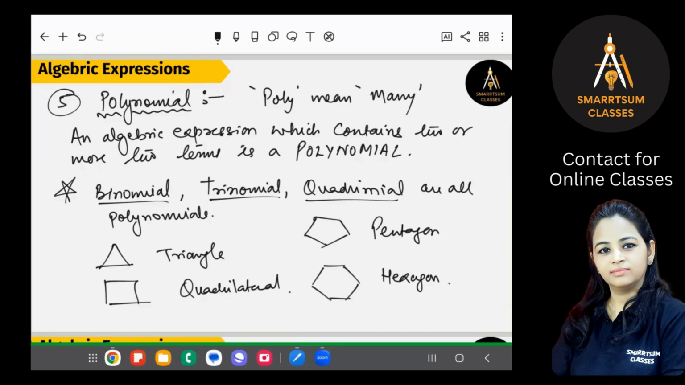Similarly, on the basis of the number of terms, we have given these special names to these polynomials, which are having two terms, three terms, or four terms. However, all of them are polynomials, right? So basically, there are two broader categories of algebraic expression, that is monomial and polynomial. So I hope everybody understood the different types of algebraic expression. Yes or no?